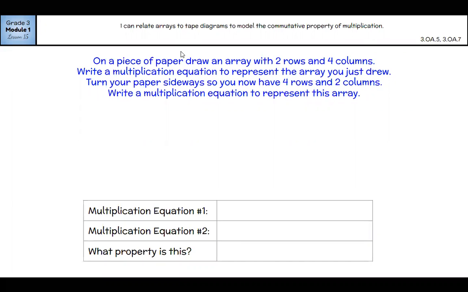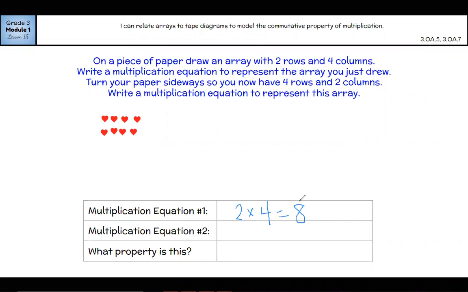Okay, so it says on a piece of paper, which I'm just going to do right here on our screen, draw an array with 2 rows and 4 columns. So 2 rows, 4 columns. Write a multiplication equation to represent the array that you just drew. Okay, so I drew 2 rows with 4 in each row, and that gives me 8.